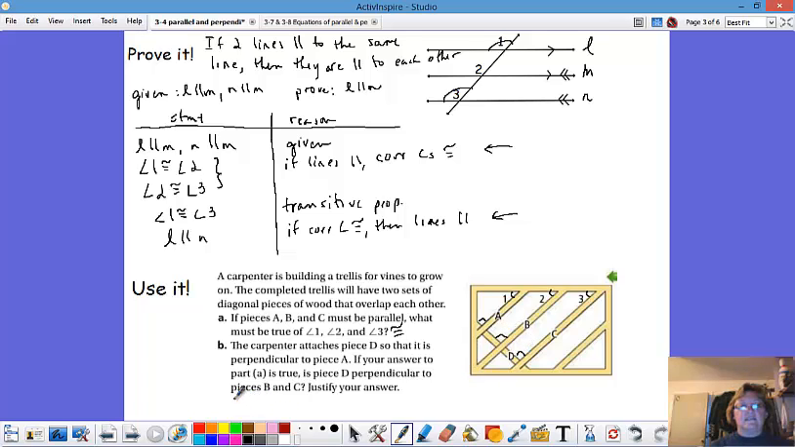So yes, because corresponding angles will all be 90.